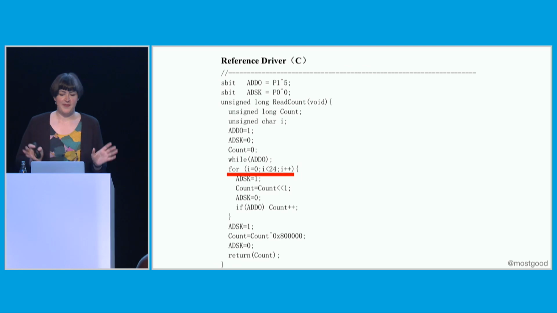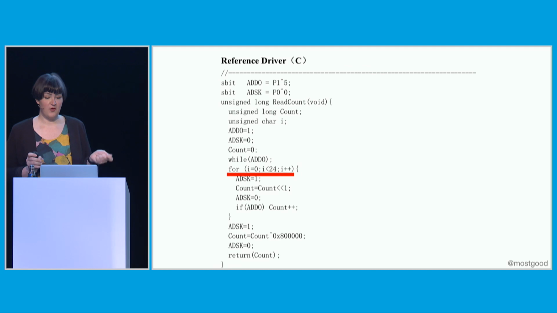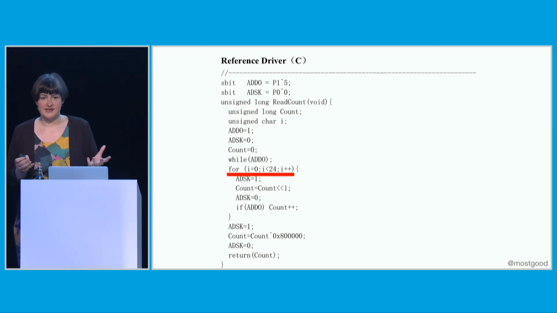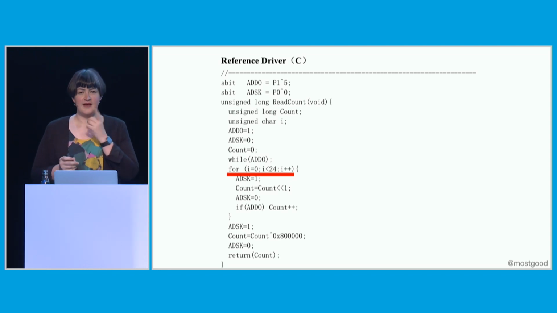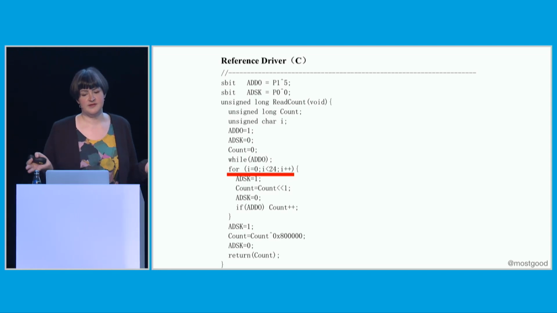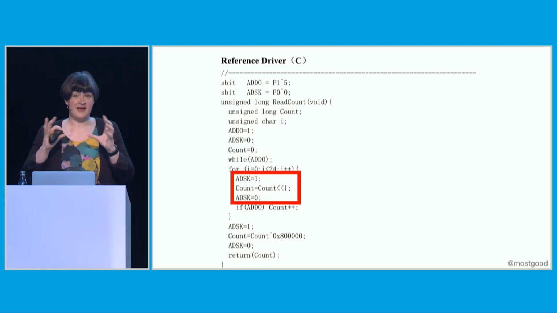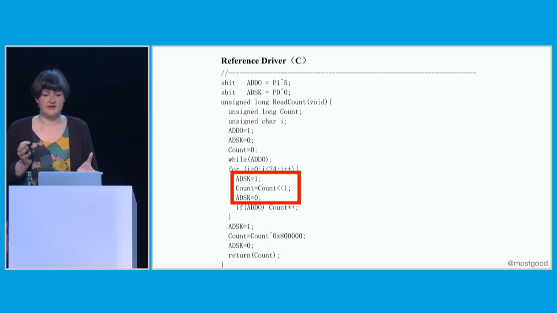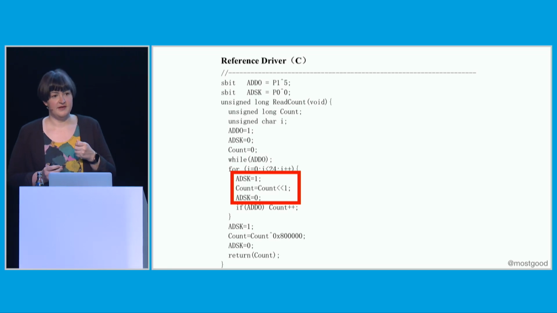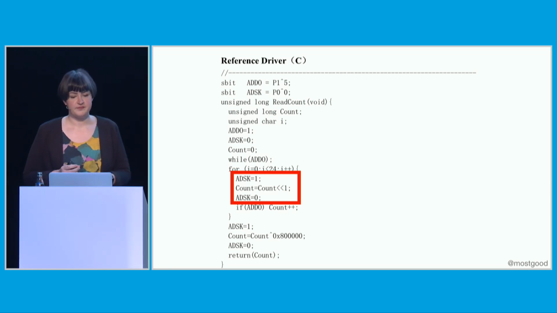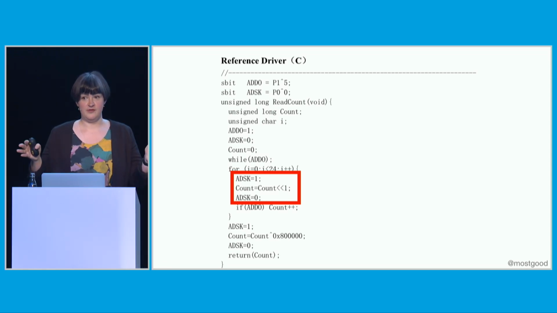Okay. So if we jump back to the beautiful reference driver written in C, we can see this for loop here. And this for loop says, well, up to 24 items. So that gives us a hint that the word length is 24 bits. Cool. If we go inside the for loop, this is where we see the bit banging. So we're pulsing the clock on, we're reading a bit in, and then we're pulsing the clock off. And as we do this 24 times, we eventually get the whole number.